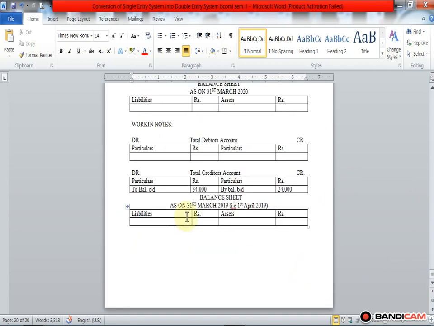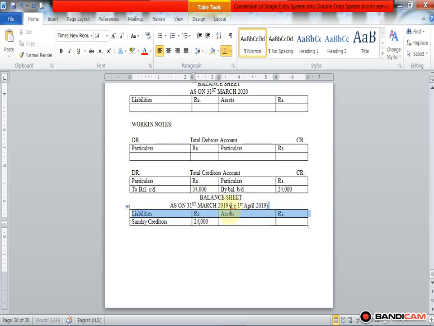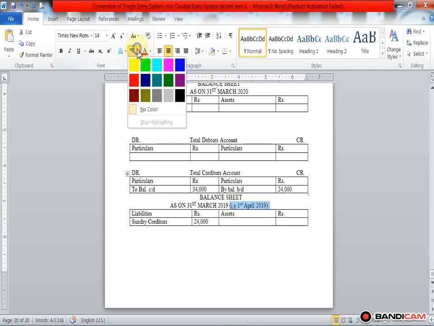So here we also prepare an opening balance sheet. Sundry creditors amounted to rupees 24,000. Got it? Where we transfer it? So creditors is transferred to creditors account opening closing, and creditors opening is opening liability, so it is transferred to the liability side on balance sheet. Here 31st March 2019, that is 1st April 2019, it means it is opening balance sheet.